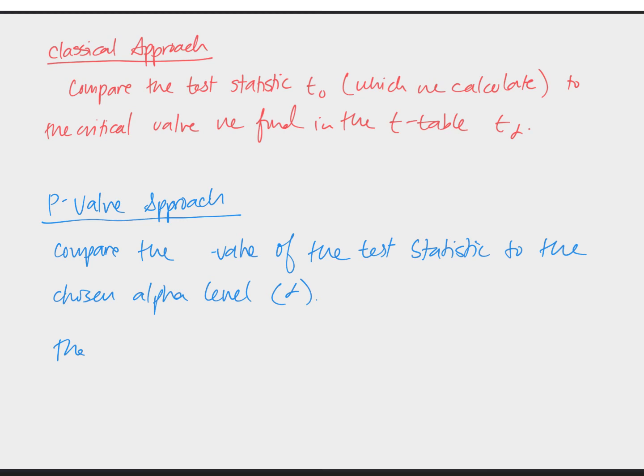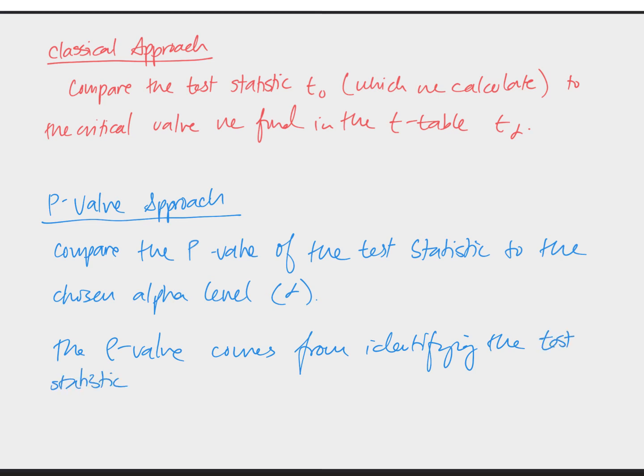And remember how we kind of did that approximation between the alphas above? The p-value comes from identifying the test statistic in the table and looking at the alpha values above. Okay, so that's kind of what we did. We found the alpha values, but we found out that our test statistic was actually between the two, so we had to take the average. All right, so that's sort of the main difference between the two.